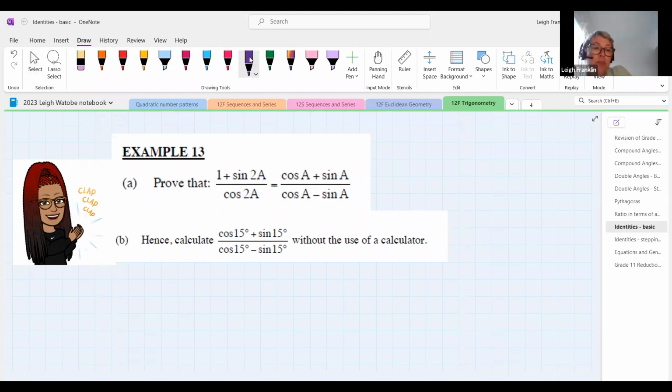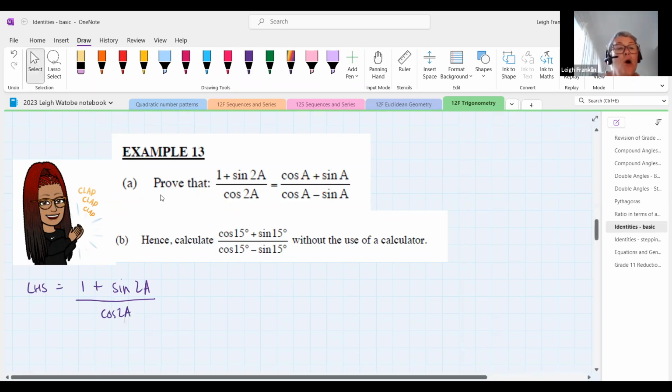They want us to prove that 1 plus sine 2a over cos 2a equals cos a plus sine a over cos a minus sine a. So again, we realize it's an identity. We're going to split the left-hand side and the right-hand side. So let's do that first. 1 plus sine 2a, let's just get it down on the page, over cos 2a.